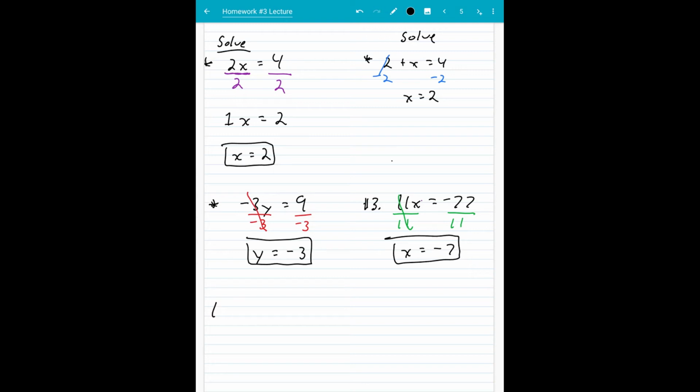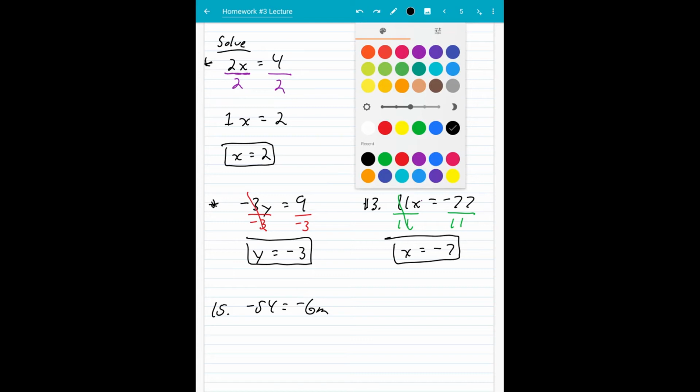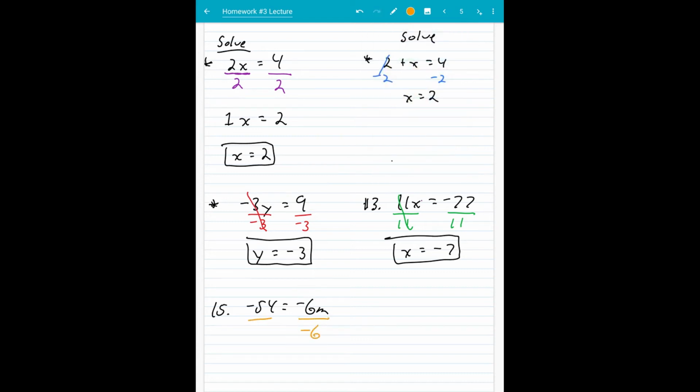Number 15 on the homework, a little different. Negative 54 equals negative 6m. Remember, we want to detach the number that's attached to the variable. So that's a negative 6. So to get the negative 6 off of the m, we need to divide by negative 6 on both sides, because we want those two to cancel out to get m by itself. Negative 54 divided by negative 6 makes a positive 9, and that's equal to m. So we get 9 equals m, which is technically our correct answer.